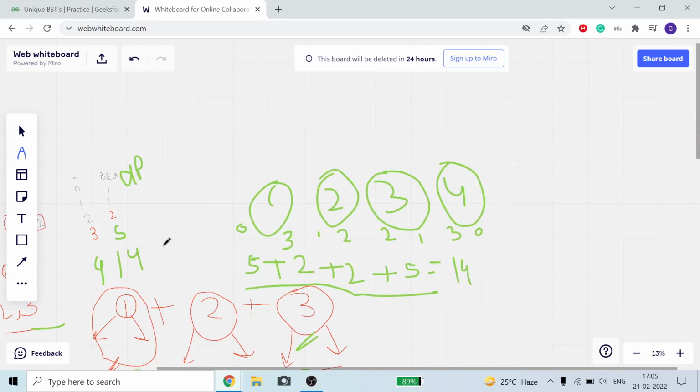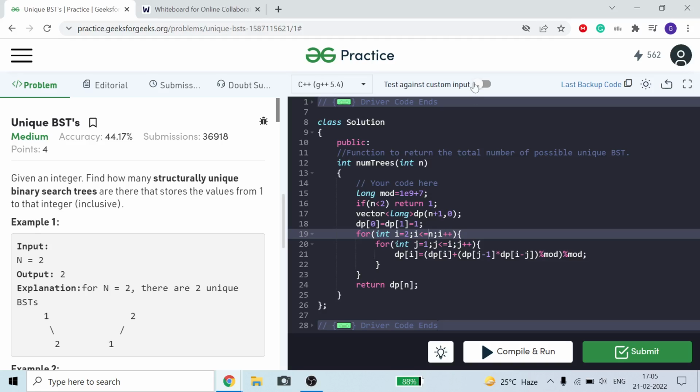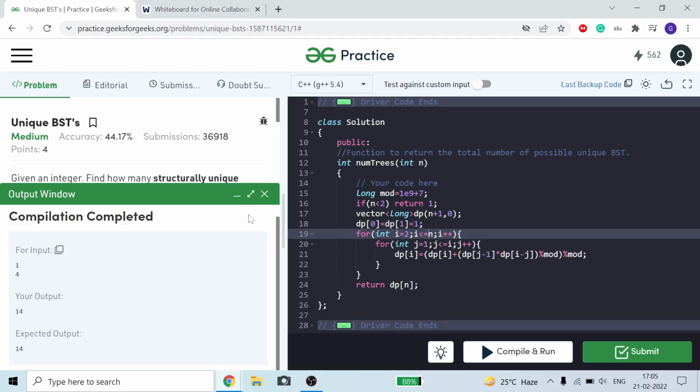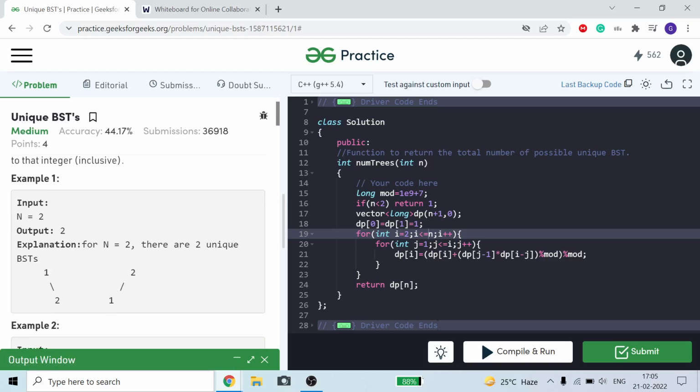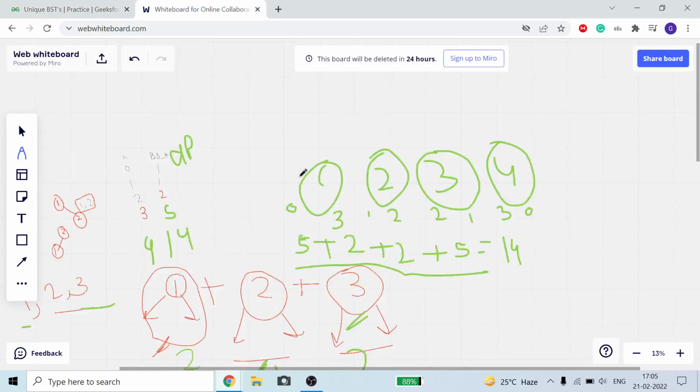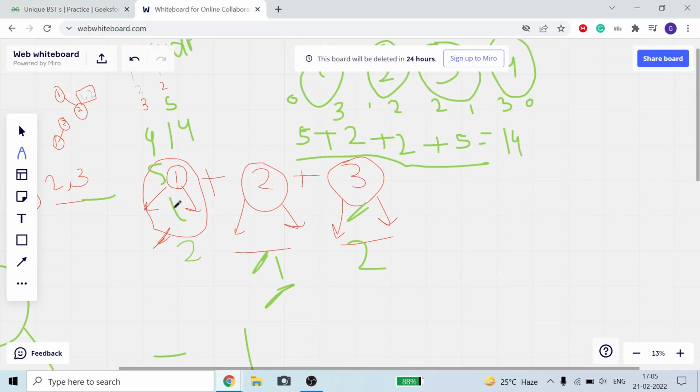I can also show you, when we have n equal to 4, the answer is equal to 14. For n equal to 2, the answer is equal to 2. For n equal to 3, the answer is equal to 5. Similarly, we can calculate for 5, 6, 7 and up to 1000. And this is an n square approach.